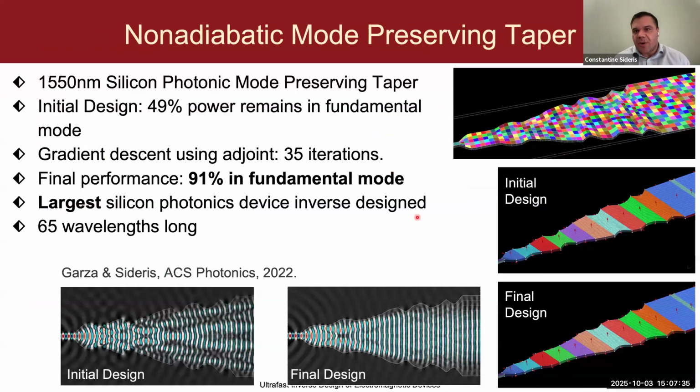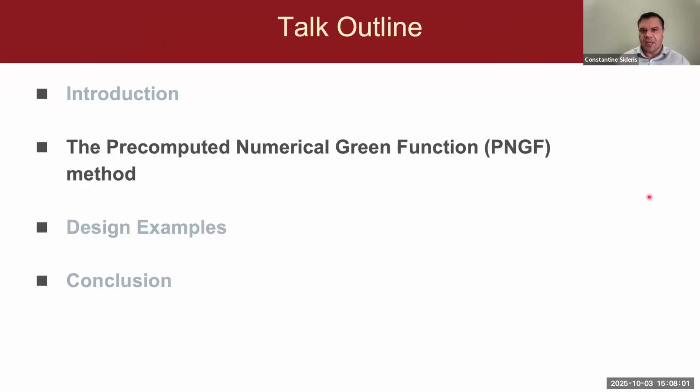Here's one other example showing the optimization of a non-adiabatic nanophotonic taper, whose purpose is to guide light efficiently from a small waveguide cross-section to a large one while preserving the energy in the fundamental mode. To the best of our knowledge, at the time that this was designed and published, it was the largest silicon photonic device to have been inverse designed using full wave 3D Maxwell solutions, spanning over 65 wavelengths inside the silicon.